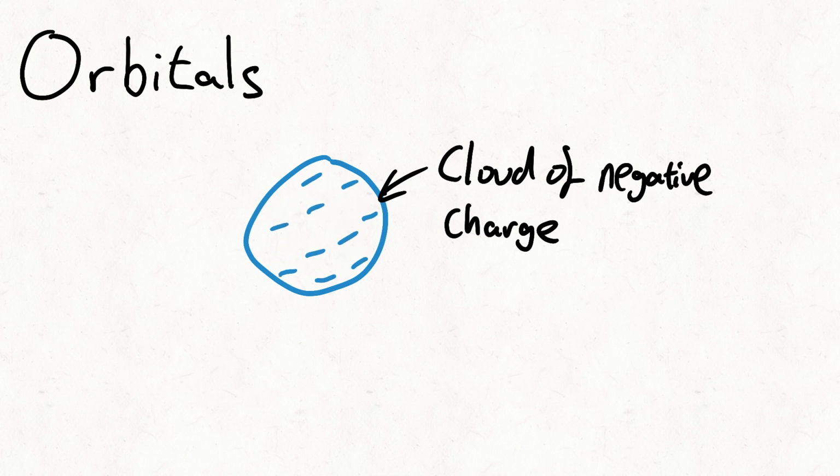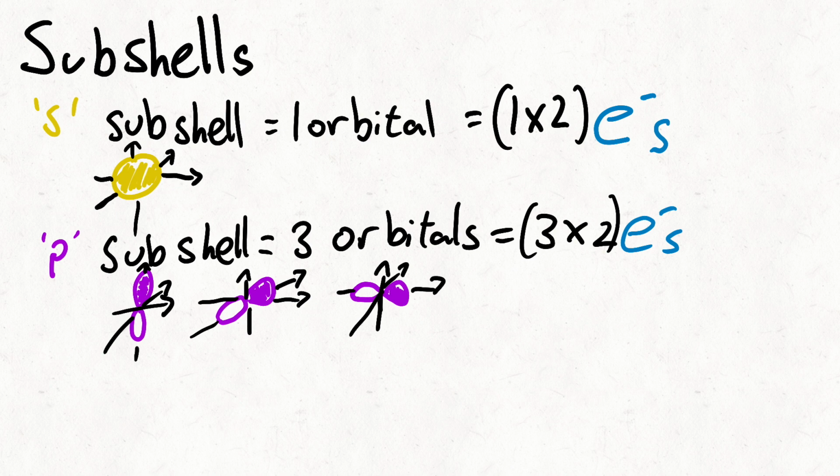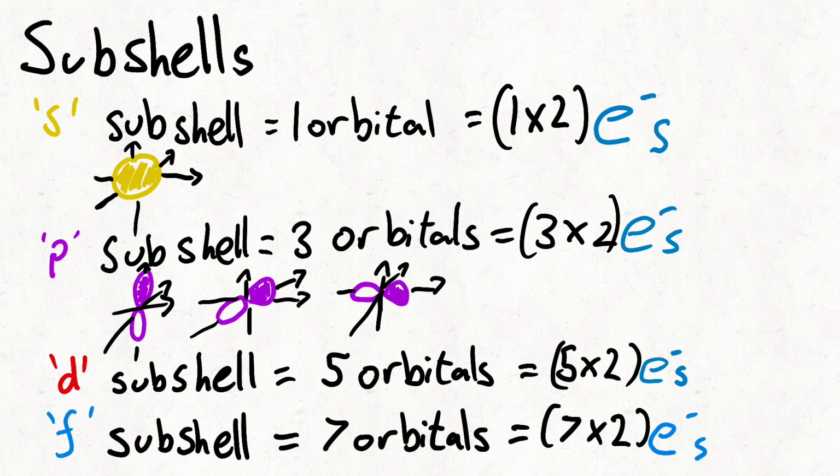These orbitals can be grouped into subshells. The S subshell contains 1 orbital, which means it can hold up to 2 electrons. The P subshell contains 3 orbitals, which means it can hold up to 6 electrons. The D subshell contains 5 orbitals, which means it can hold up to 10 electrons. The F subshell contains 7 orbitals, which means it can hold up to 14 electrons.